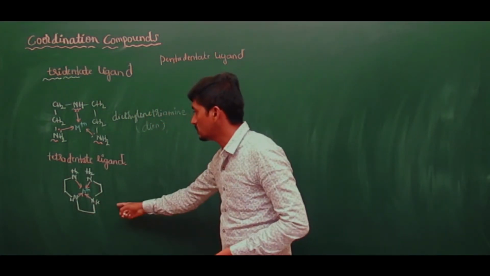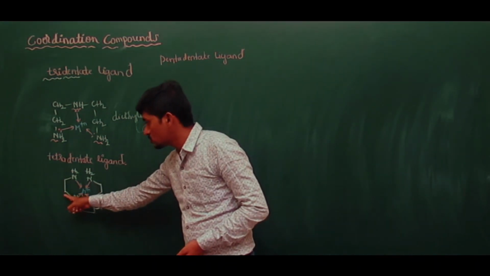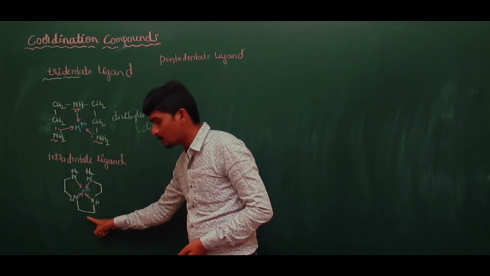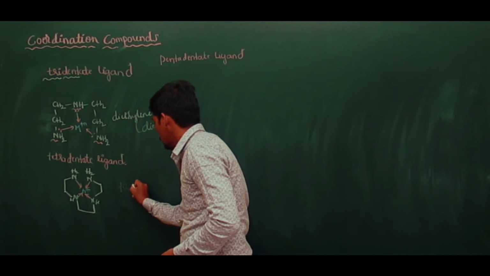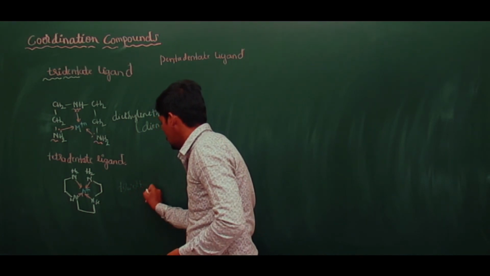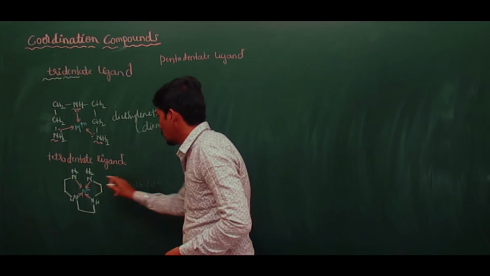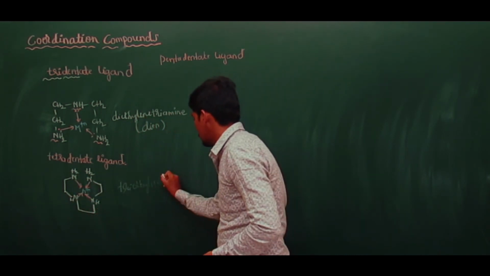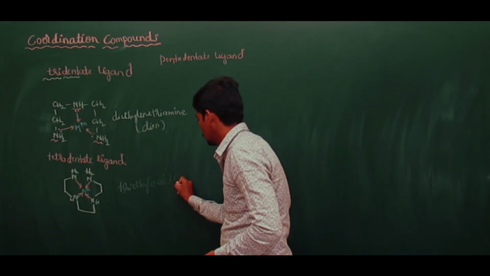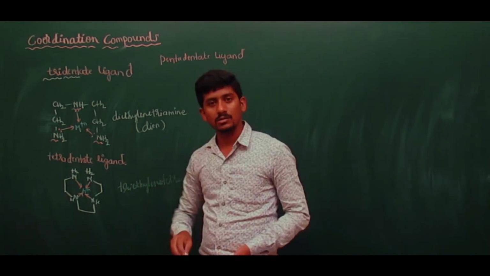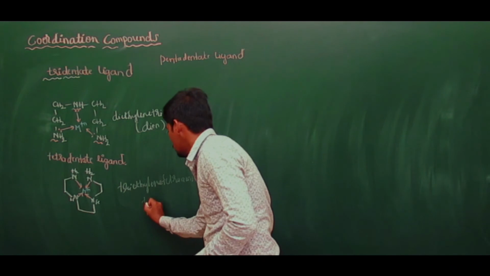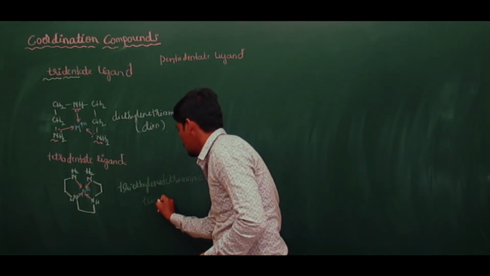Okay. For this, how many ethylene groups? CH2 1, 2, 3. 3 ethylene groups. Hence, triethylene. 4 amino groups. Tetraamine. Right? In short, it is written as trien.